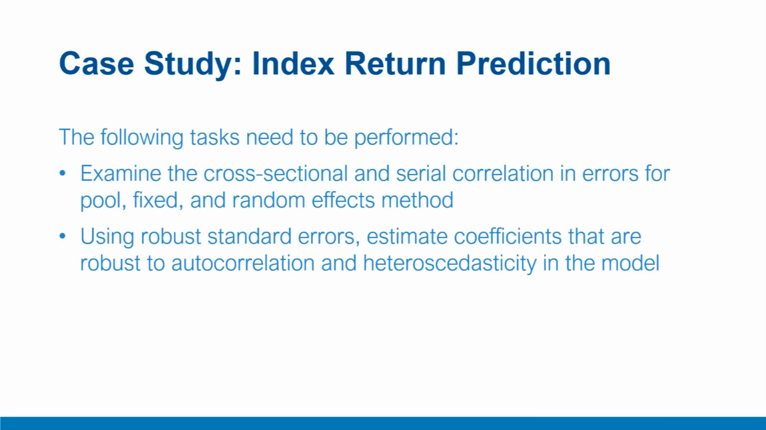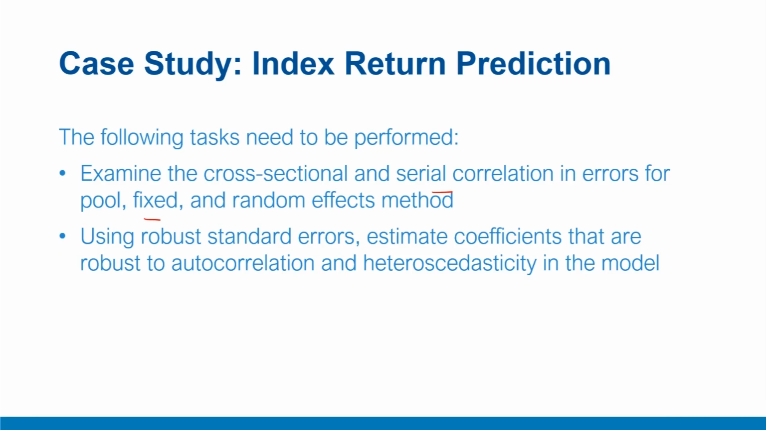Lastly, we'll examine the cross-sectional and serial correlation in errors for different models such as pool, fixed effect and random effects model. And then we'll also examine the homoscedasticity and heteroscedasticity related issues in the errors, that is, we'll perform error diagnostics. And lastly, as a solution, we'll use robust standard errors to estimate coefficients that are robust to error autocorrelations and heteroscedasticity in the model. To summarize, in this video, we discussed the case study.